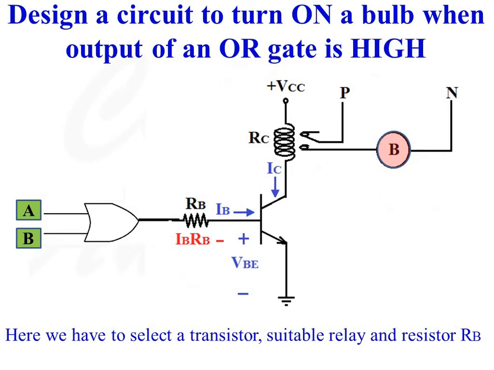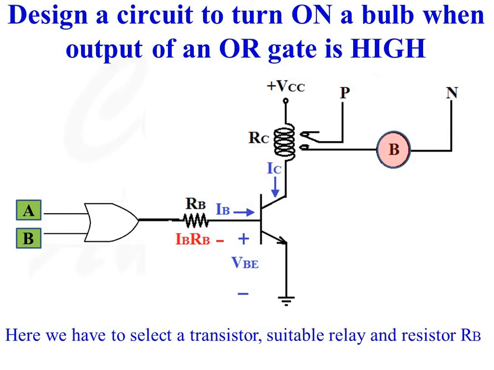So now, let us design a circuit to turn on a bulb when output of an OR gate is high. So this is the circuit diagram. Output of the OR gate is connected to the base of transistor through resistance RB. So voltage drop across resistance RB is denoted as IBRB. And there is a relay connected at the collector of the transistor.